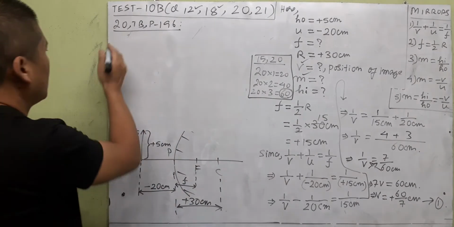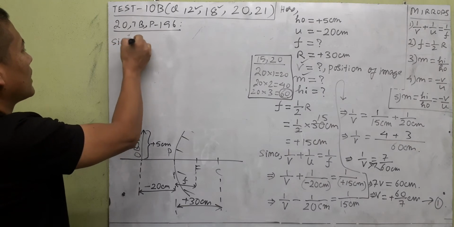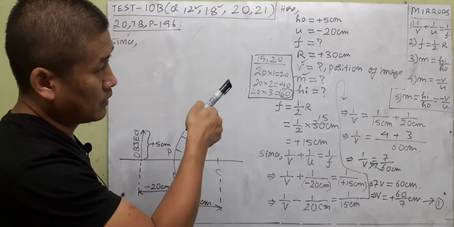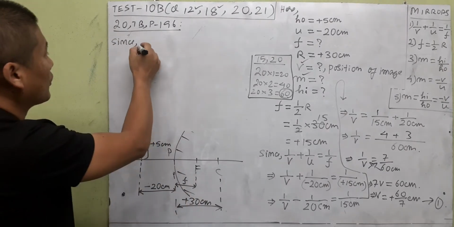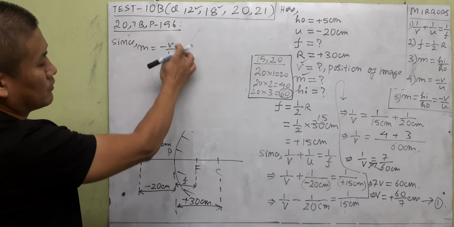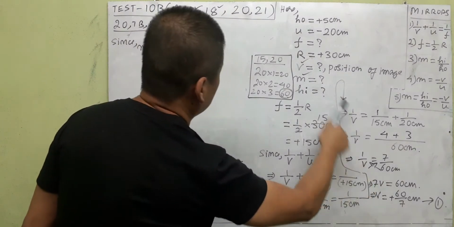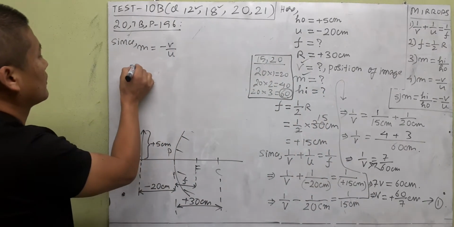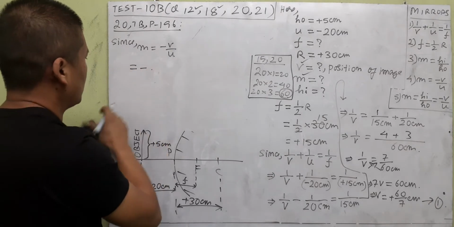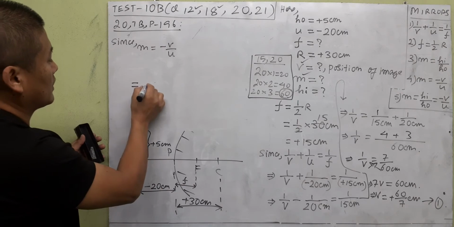Here, I think the best formula that we can use for M, there are two choices, 4, 3 and 4. We don't have HI yet, so let us use 4. M is equal to minus V by U, because V is also known now, and U is already known, so that's a better option. Rather, it's the only option, because we cannot use the HI because we don't know HI yet.